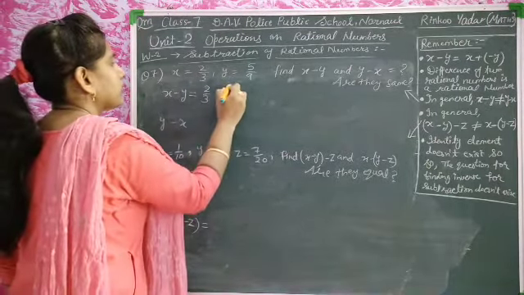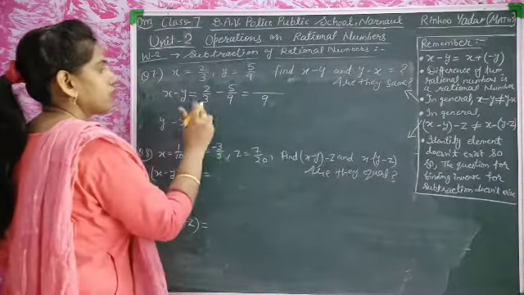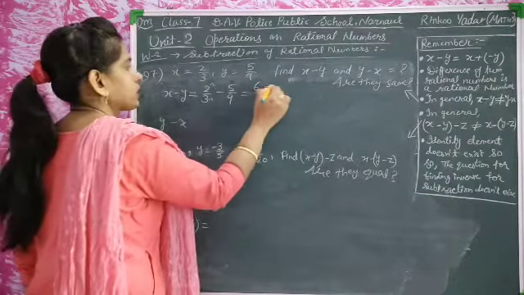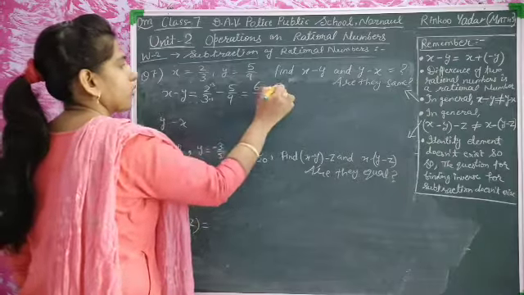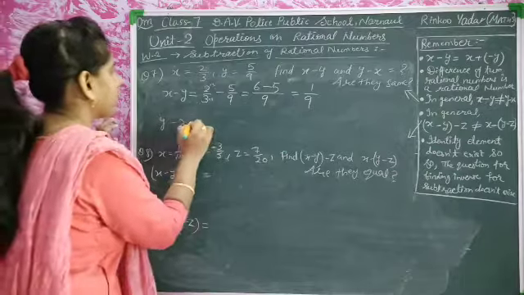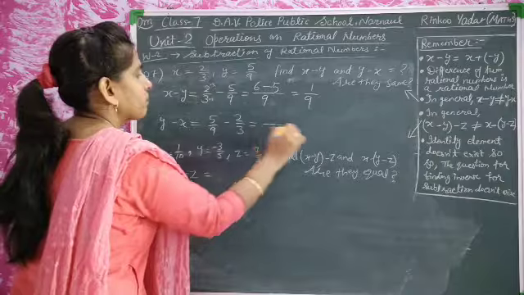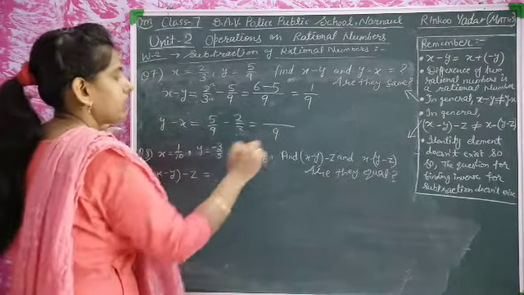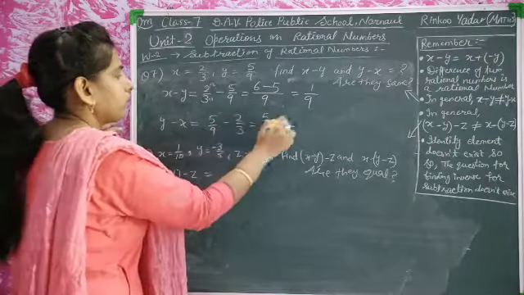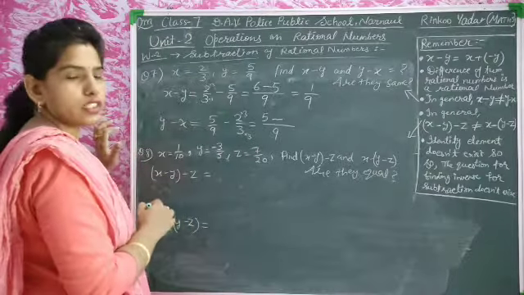2 by 3 minus 5 by 9. Taking the LCM, this is multiplied by 3, so this is also multiplied by 3, that equals 6, minus 5 is as it is, over 9. That is 1 by 9. But now we take y minus x, 5 by 9 minus 2 by 3. The LCM is 9 here, 5 is as it is because the denominator is the same, and minus 3, since 2 is multiplied by 3.